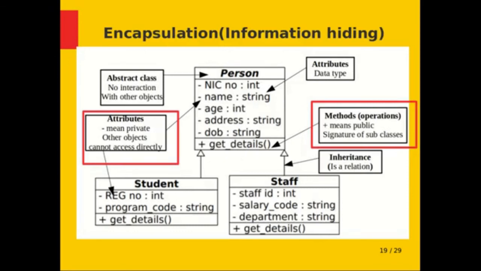Encapsulation is also called information hiding. You can see that in front of the attributes of the class person there is a minus sign. This sign indicates that the scope of these attributes is private. That is, they can be accessed only within the class. So the attributes belonging to person, student and staff are hidden from other objects. We can write public methods to access these attributes. Here the plus sign indicates public.